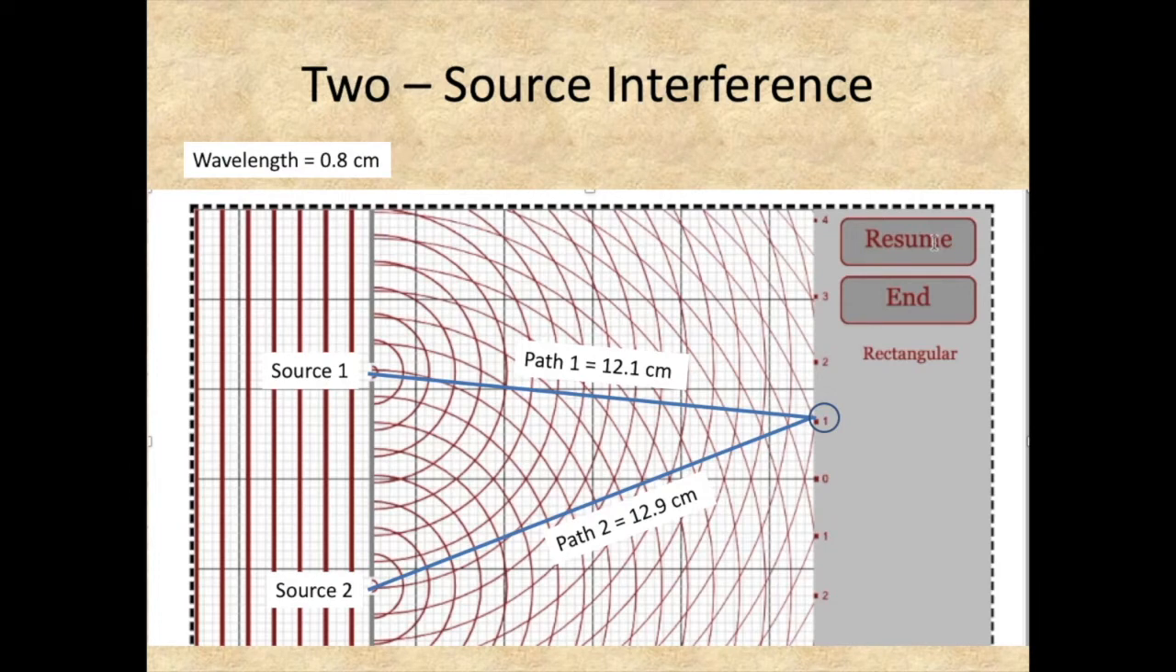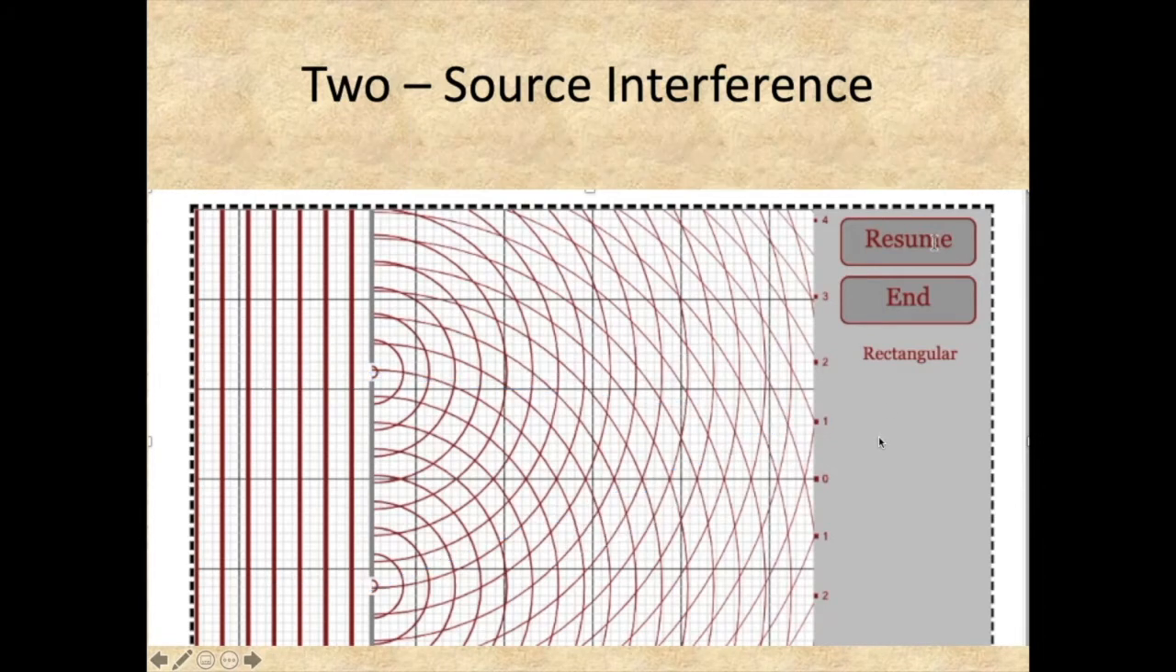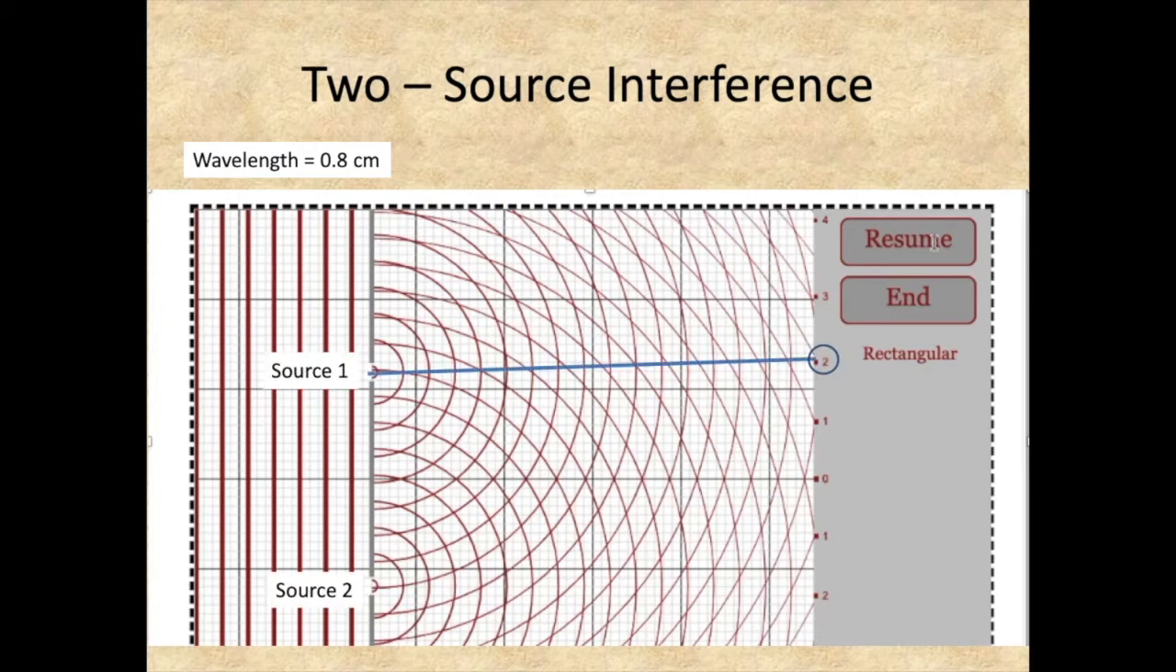The difference of those paths is called the path difference, which in this case calculates to 0.8 centimeters, which is 1 lambda, which is the path difference for the first constructive interference. See the pattern here? First constructive interference, path difference is 1 lambda. Let's see another point, same wave. Let's look at number 2.